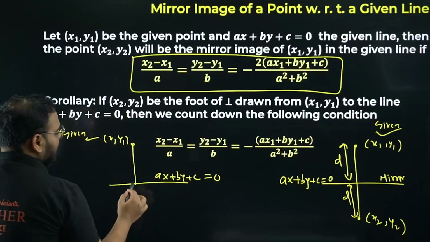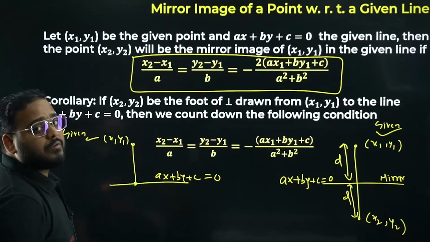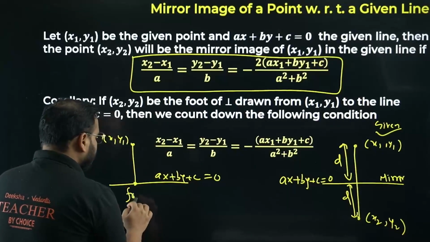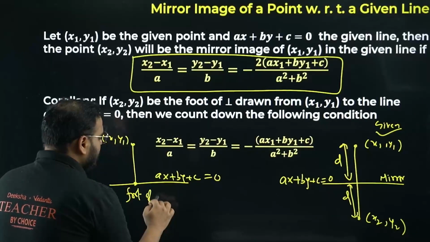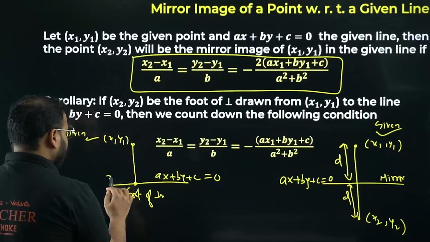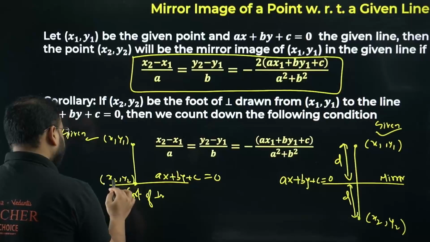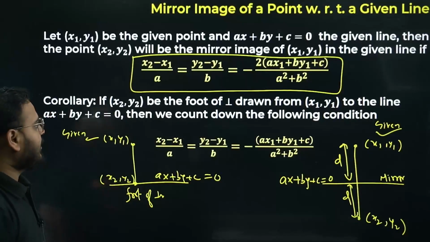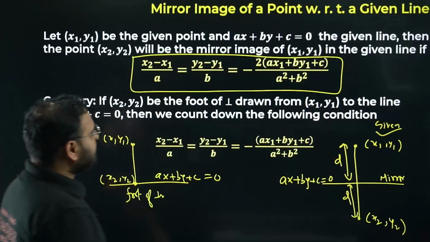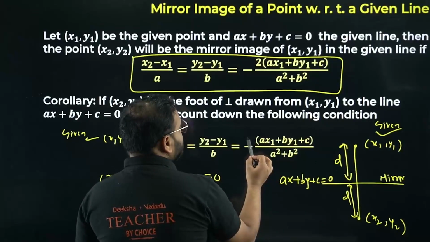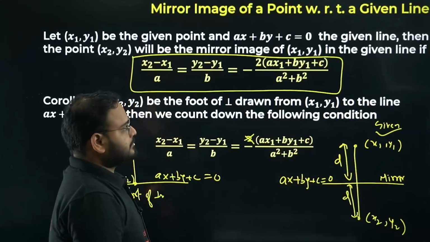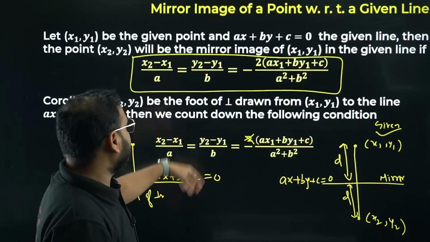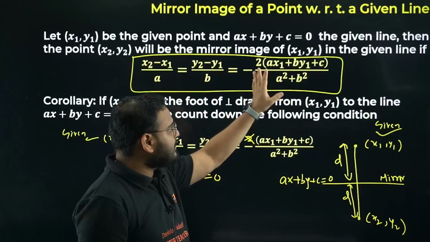This will act as a mirror, and I'm looking for what in this case? Looking for the foot of the perpendicular. Let's call this point again x2 comma y2. What happens? Please check here. The same thing will be there, but without a 2. This 2 over here is missing. Check here: x2 minus x1 upon a, y2 minus y1 upon b, and the same thing will be there except for 2.